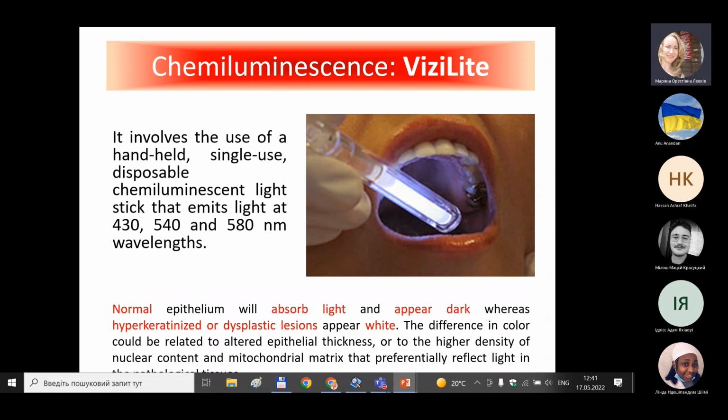Chemiluminescence, VisiLight. It involves the use of a handheld single-use disposable chemiluminescent light stick that emits light at 430 to 580 nanometer wavelengths. Normal epithelium will absorb light and appear dark, whereas hyperkeratinized or dysplastic lesions appear white. The difference in color could be related to altered epithelial thickness, or to the higher density of nuclear content and mitochondrial matrix that preferentially reflect light in keratinized mucosa.